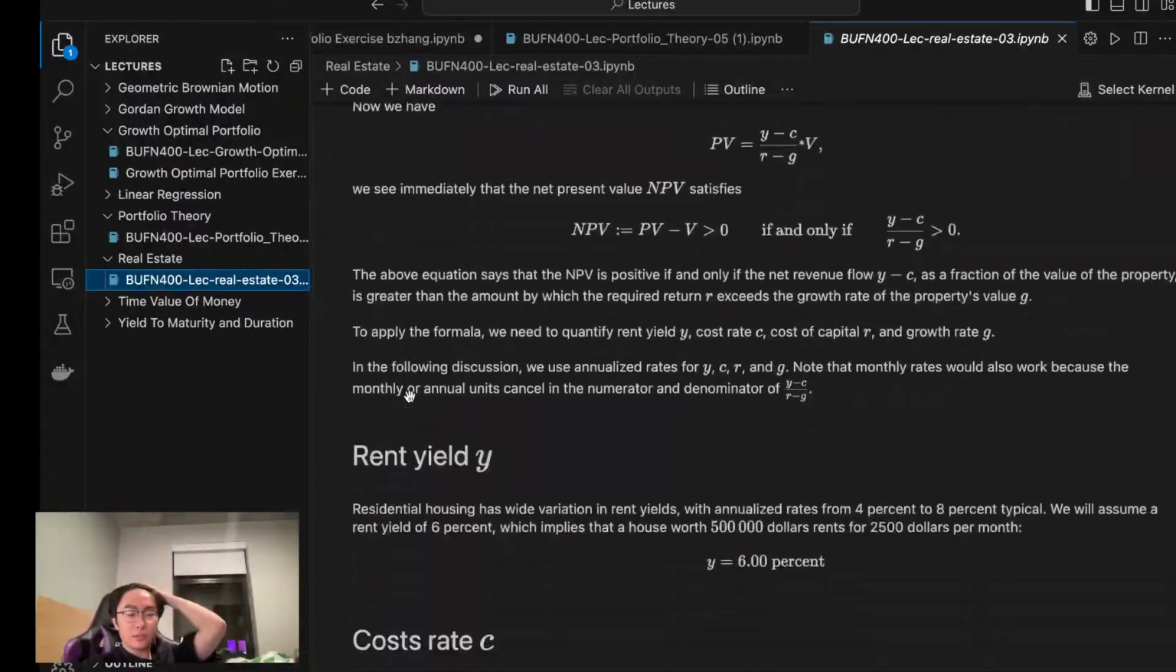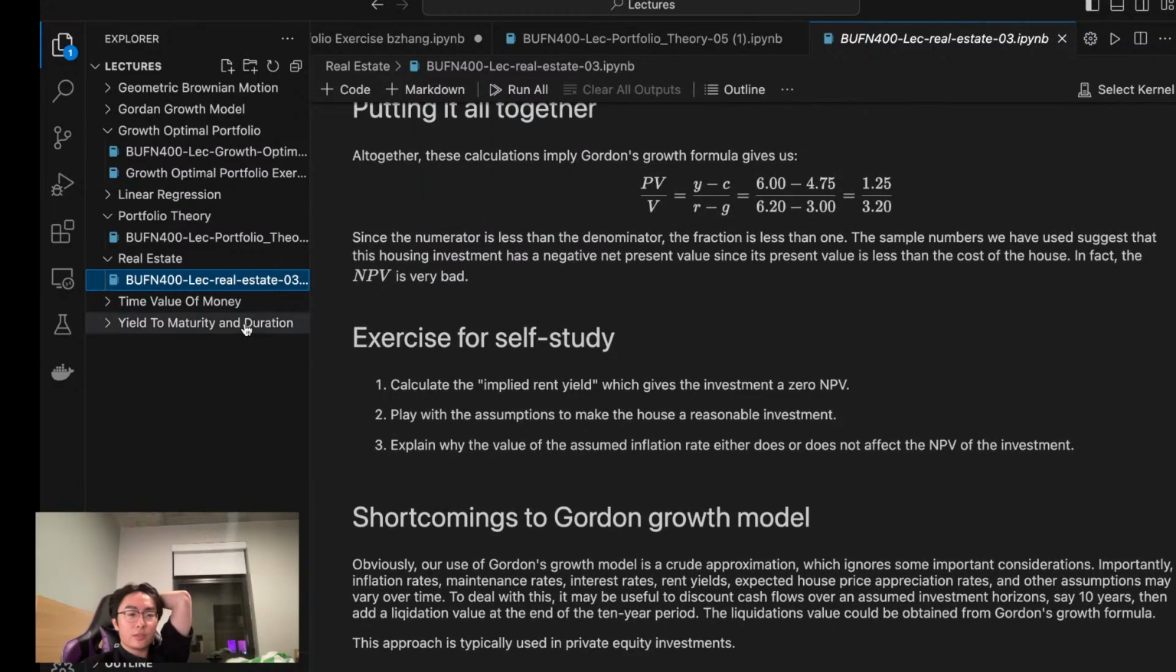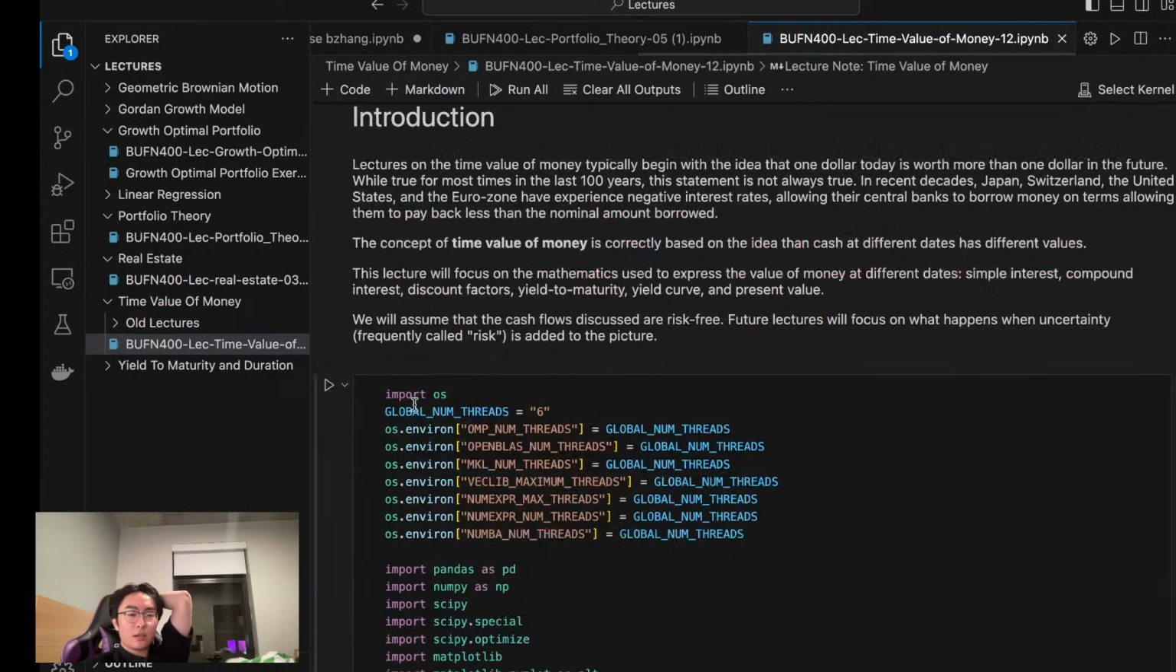Exercises for self-study. Okay, putting it all together. Shortcomings. Getting distracted now.